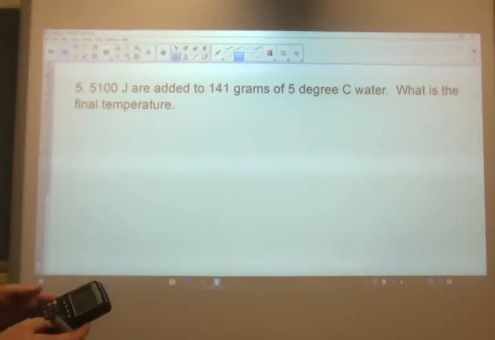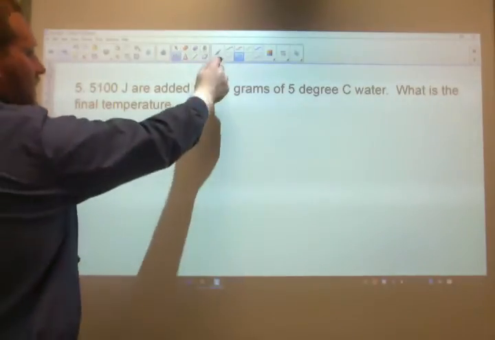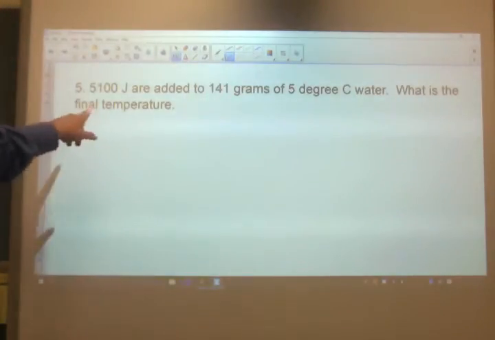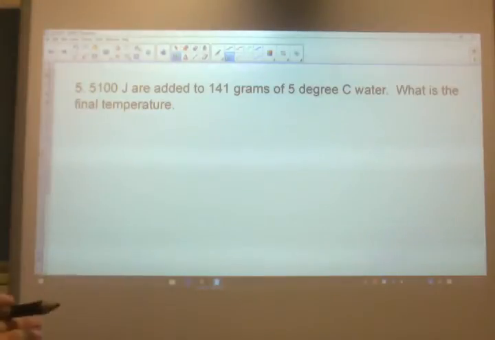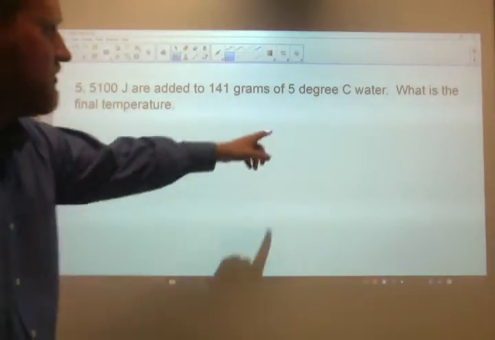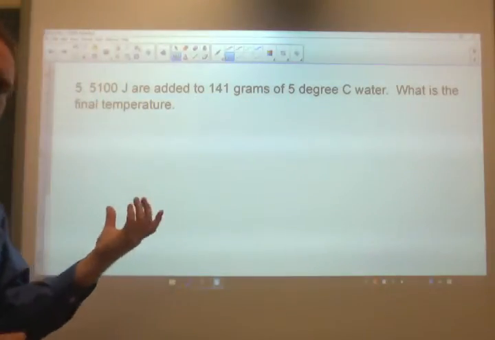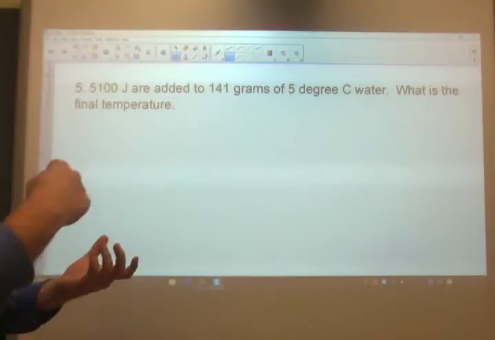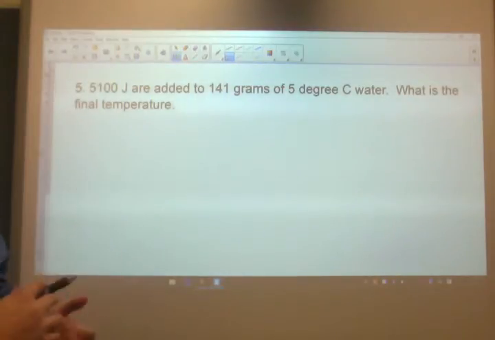So here's number 5. Okay. When you solve for the final temperature, those are always a little bit trickier, so make sure you're careful with these. 5,100 joules are added to 141 grams of 5 degrees Celsius water. What's the final temperature? Okay. So I have 5 degrees Celsius water sitting here. Now that's very close to freezing. But I'm going to be adding heat to it, so it's going to get warmer, not colder. So what's the final temperature?